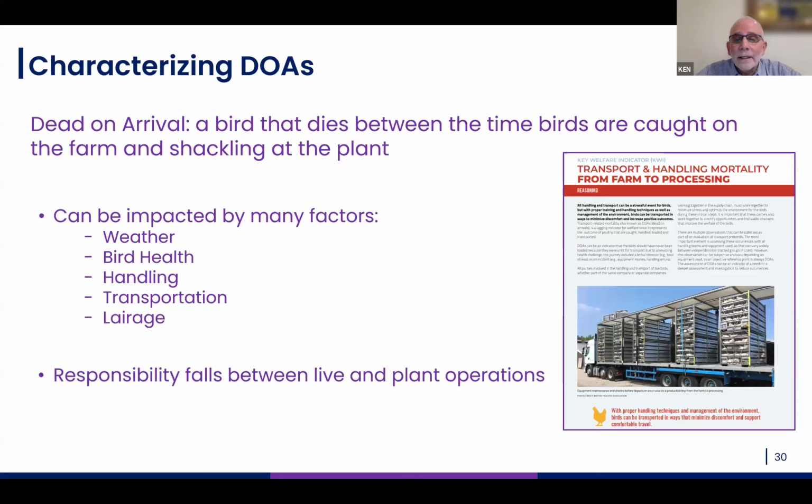DOAs can be impacted by a number of different factors, including weather, bird health, how they're handled and transported, and how they're held at the plant once they arrive. And in the case of DOAs, it's a responsibility that usually falls on live operations and to some degree plant operations. But when you have a DOA problem, I find that nobody necessarily wants to take primary responsibility, and there's a lot of finger pointing. So when you're working on DOA problems, it's important to get both groups involved. And when you're setting up goals, they should be shared goals between live operations and plant operations.